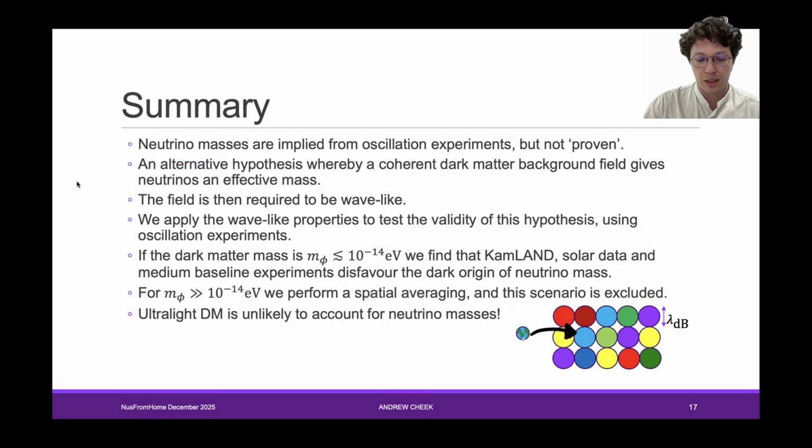One where the dark matter mass is below 10^-14 eV, and we find that KamLAND, solar data, and the medium baseline experiments such as RENO and Daya Bay disfavor the dark origin of neutrino masses. And in the other mass region for the dark matter, when it's above 10^-14 eV, we perform a spatial averaging, and this scenario severely excludes the possibility of dark neutrino masses. Therefore, our conclusion is that ultralight dark matter is unlikely to account for neutrino masses.